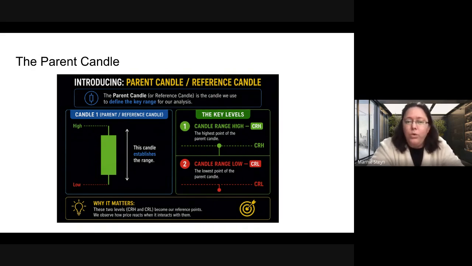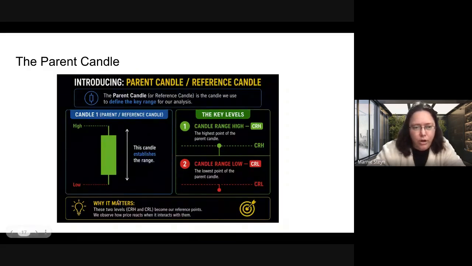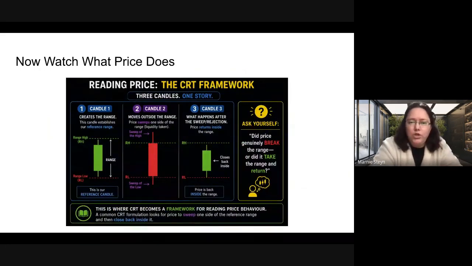So the parent candle or the reference candle is the candle we use to define the range. So you're going to look for candle number one, which is the parent or reference candle. Then you are going to look towards the high and the low, and that includes the wicks as well. Then you have your key levels, which you will be marking out, which we call the candle range high and the candle range low. Why does this matter? Because these two levels become our reference point. We observe how price reacts when it interacts with them. Okay, so now watch what price does.